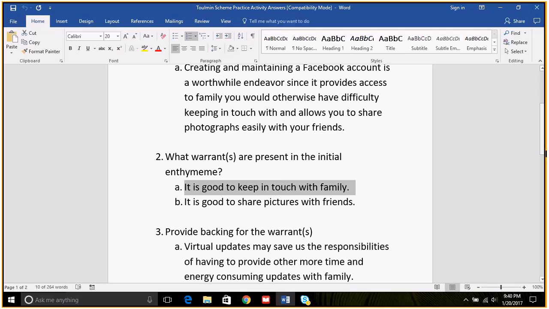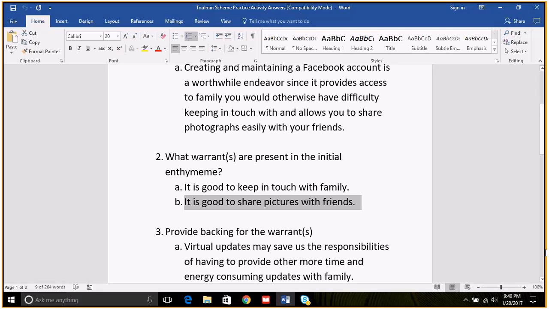We're going to back both these warrants up. So if we look at our first stated reason, that Facebook can help us keep in touch with family easier, the warrant in that is that keeping in touch with family is a good thing. It's something that you, the audience, are going to want to do. If we look at our second stated reason, allowing the sharing of photographs easily, the warrant there is that it's a good thing to share pictures with friends. Most of the time, warrants can be boiled down, in terms of just good and bad, to your audience agreeing with you that this is a good thing, or that this is a bad thing.